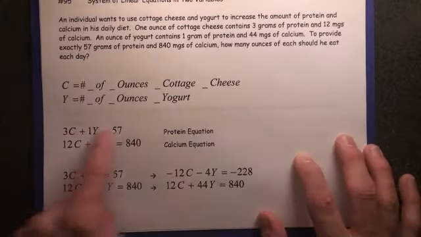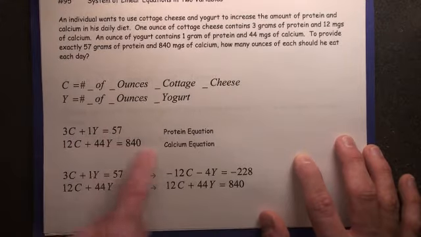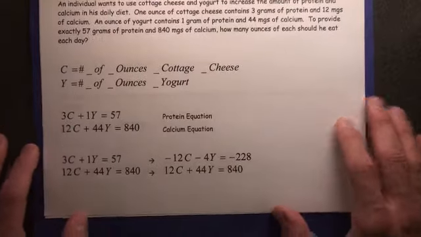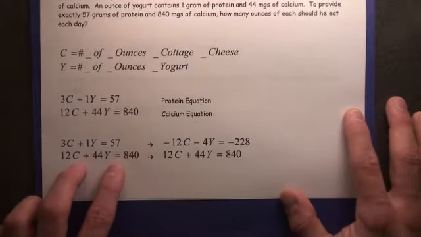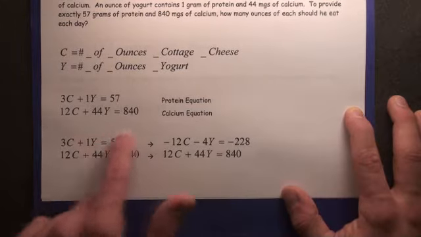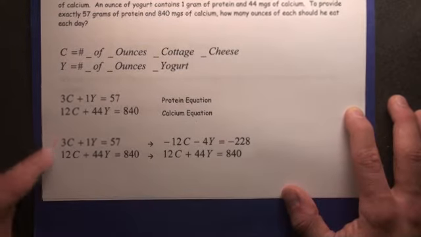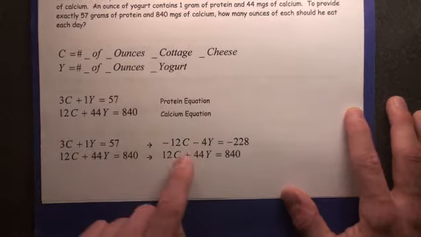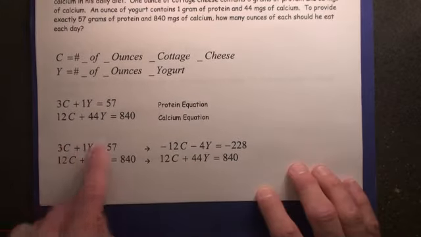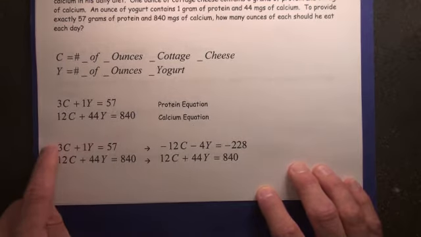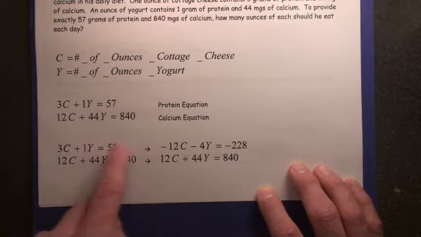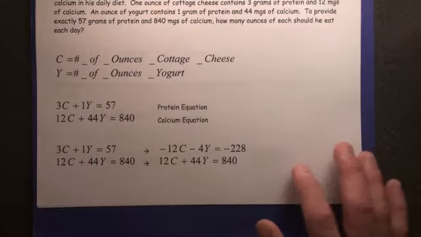Notice how all the protein information is in the protein equation, and all the calcium information is in the calcium equation. It just now becomes a matter of how to solve. We take the first equation, and if you multiply the entire equation by -4, that will give you a -12 and a +12 here, so that's what we have. Remember, in equations, you're allowed to do whatever you want to both sides as long as you do the same thing. So we multiply all 3 of those terms by -4.